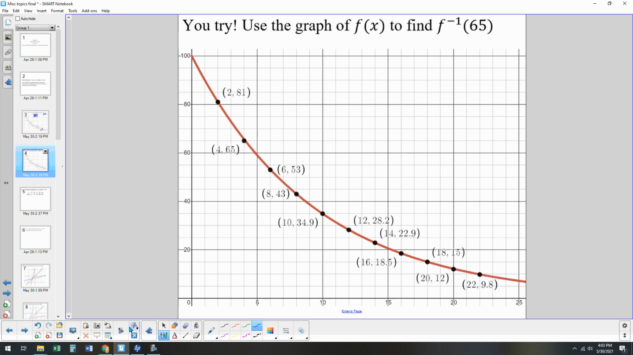So you go ahead and try this next one. Use the graph of f of x to find f inverse of 64. Pause it and then you can check your answer. All right, so here we get 4, because when I find the y value of 64, it had an x value of 4.